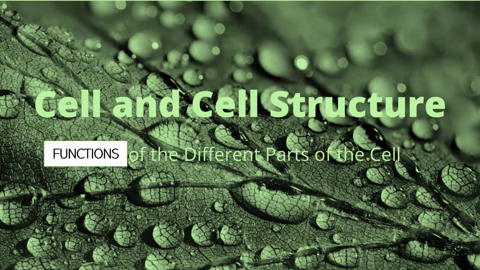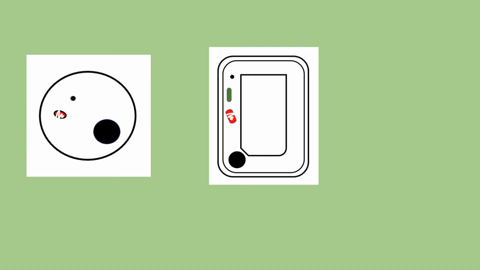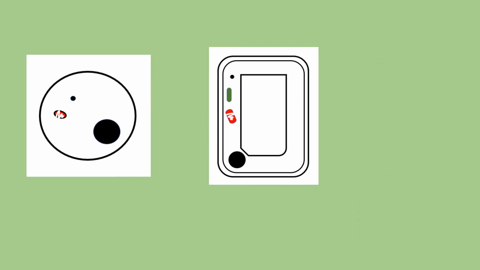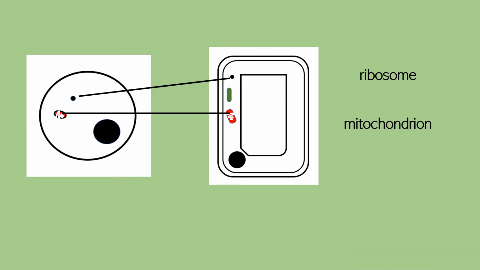Our topic for today is about functions of the different parts of the cell. Let's dive in. In our previous video, we've learned that there are similar parts in the animal and plant cell. These are the cell membrane, cytoplasm, and the nucleus. We also studied two organelles that are seen in both cells, the ribosomes and the mitochondrion. Now let us discuss their function in the cell.